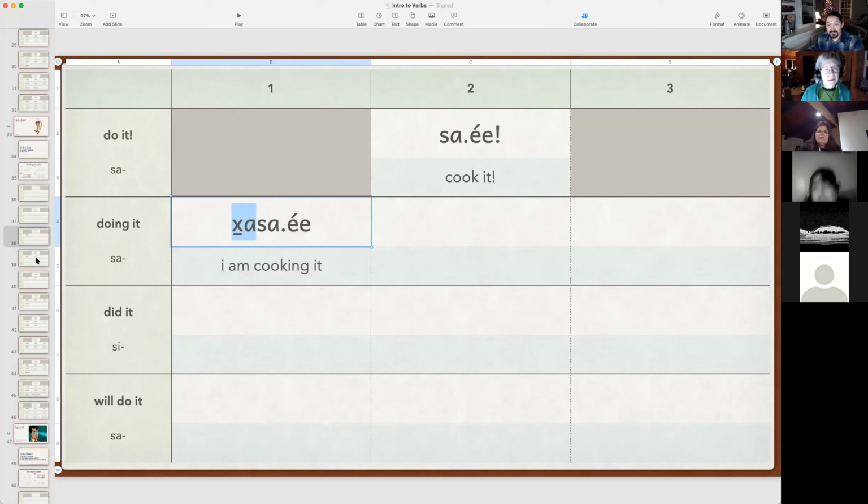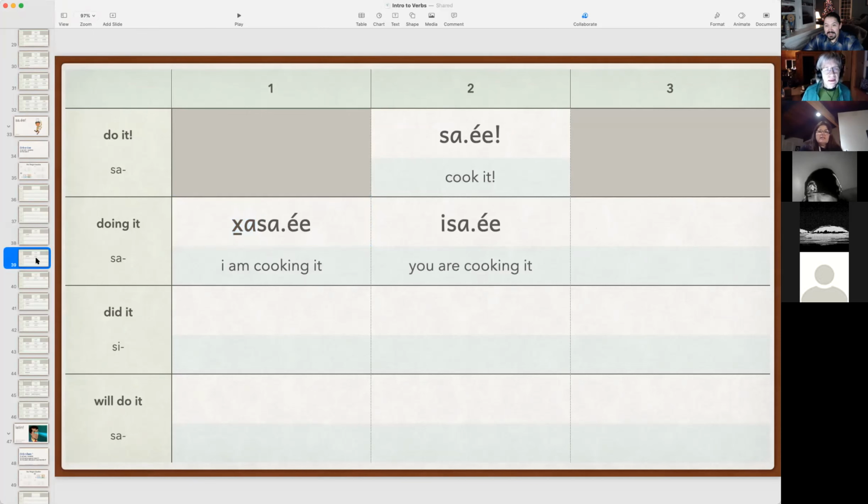You are cooking. Isa'i. They are cooking it. Asa'i.